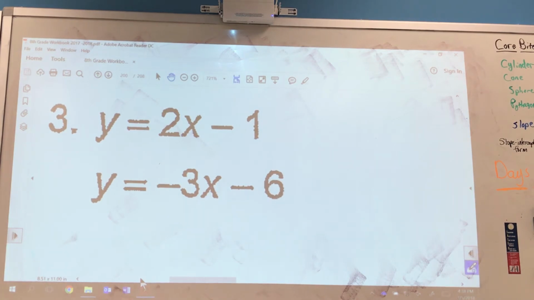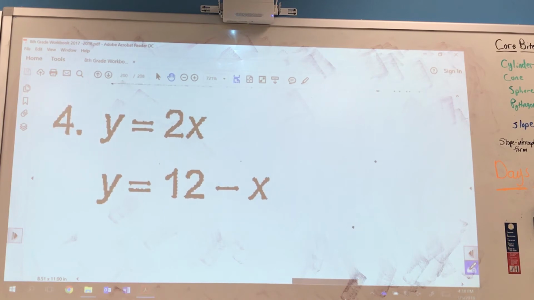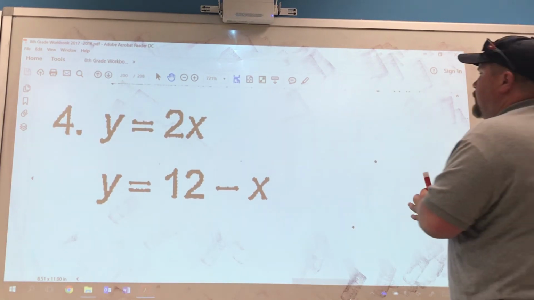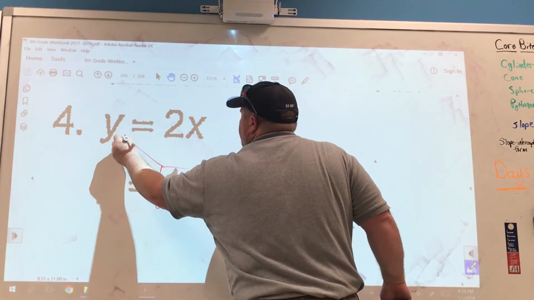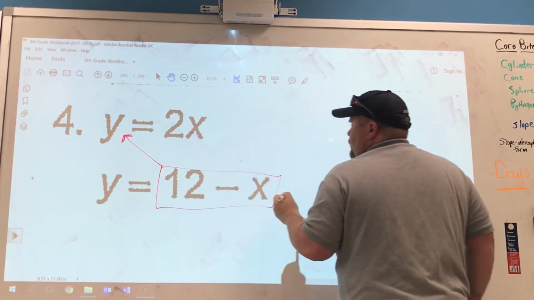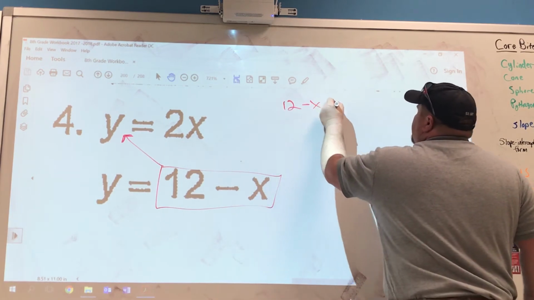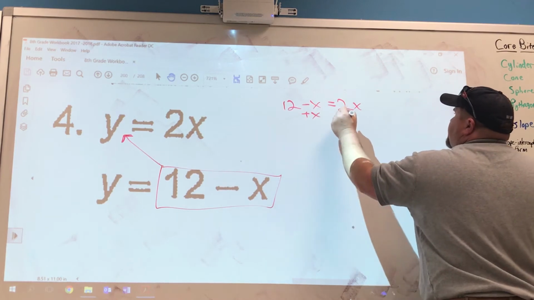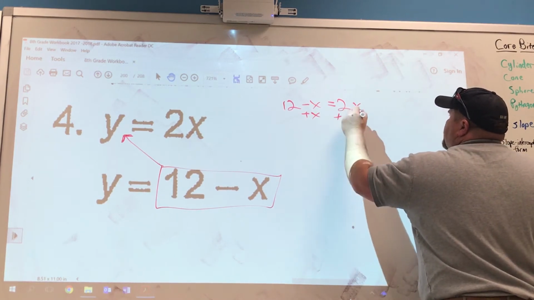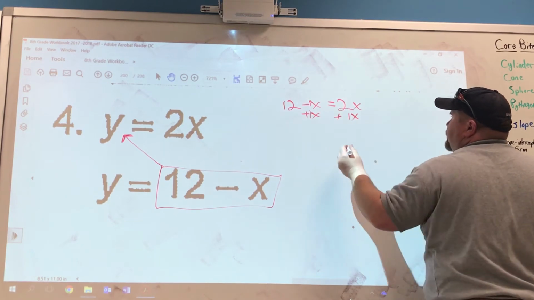Problem number 4. Alright, it's a pretty simple problem. Remember, we're just going to take all of this, and we're going to substitute that in for y. So we have 12 minus x equals 2x. So I want to add an x to both sides, so plus 1x, plus 1x.